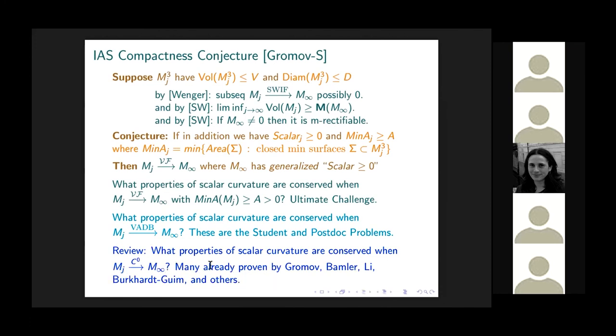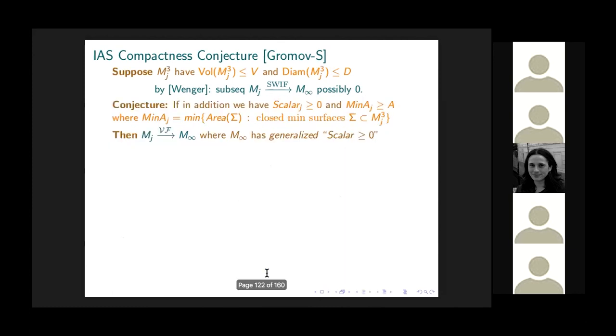And then for the C0 ones, I mentioned that there's Lokhamp, Gromov, Bamler, Burkhardt-Guim, and others. We've already checked out the C0 case. So it's important to particularly go over those particular examples, which are cited and reviewed in that paper I mentioned, and see which ones can be extended to VADB. Sort of expect that all of them can be. If you can, it's very likely. All right, so there's the conjecture again. I just have it there so we can refer to it.